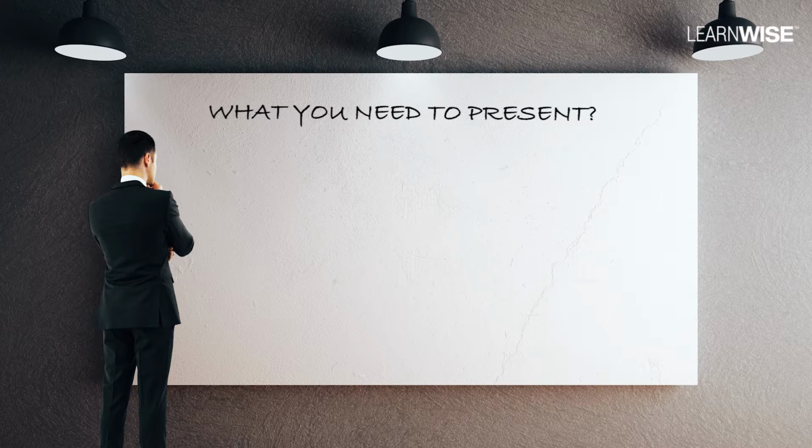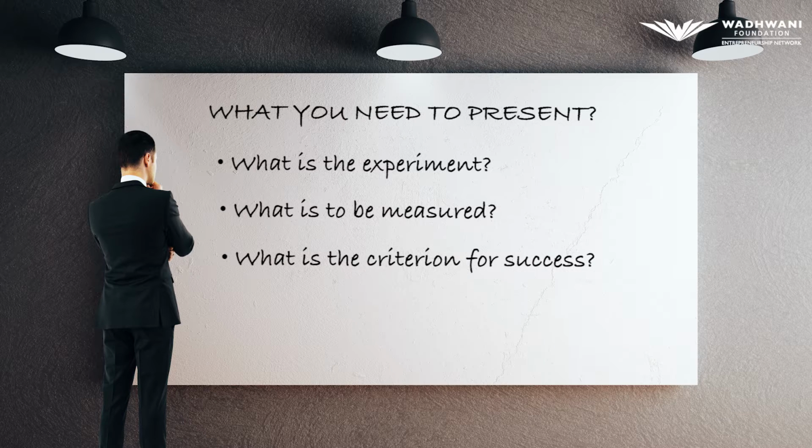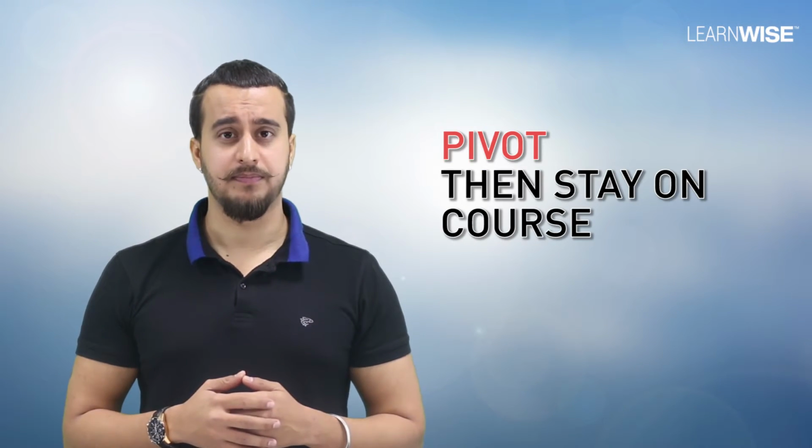In the presentation, what you need to present at minimum is the MVP, what is the experiment, what is to be measured, what is the criterion for success. Those groups who have had the chance to complete the experiment can present the results and steps ahead. That is, whether they need to pivot or stay on course. Keep in mind, your MVP can be drastically different from the iteration 1 if you have chosen to pivot.